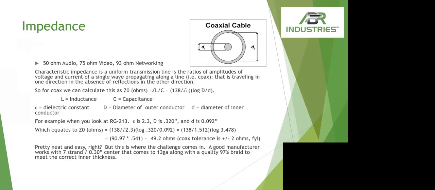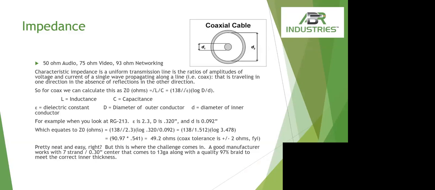So the first thing we're going to look at is the impedance of the coax. Coax typically comes in three different impedances: 50 ohms, 75 ohms, and 93 ohms. Audio is at 50, video is at 75, and 93 is for networking. This came up with the US government back in the 1930s. Characteristic impedance is what we look at as a uniform transmission line, where the amplitude and voltage of a current wave propagating along the coaxial line is in one direction, with absence of any reflections in any other direction. So that means we're looking at a 1-to-1 SWR.